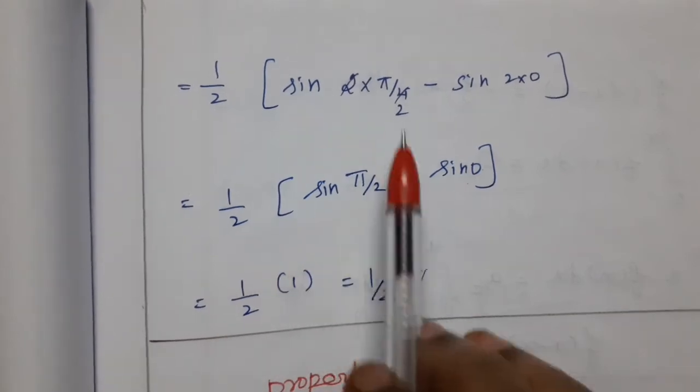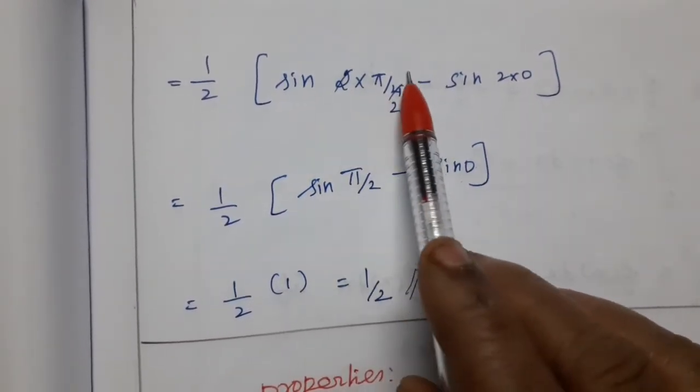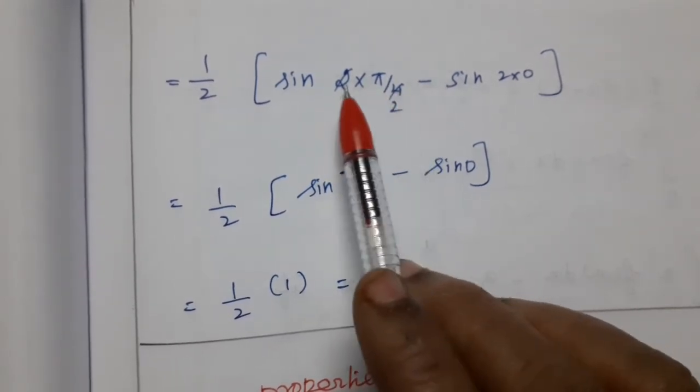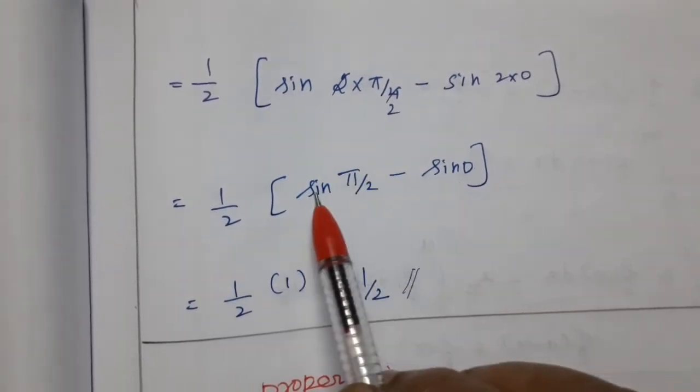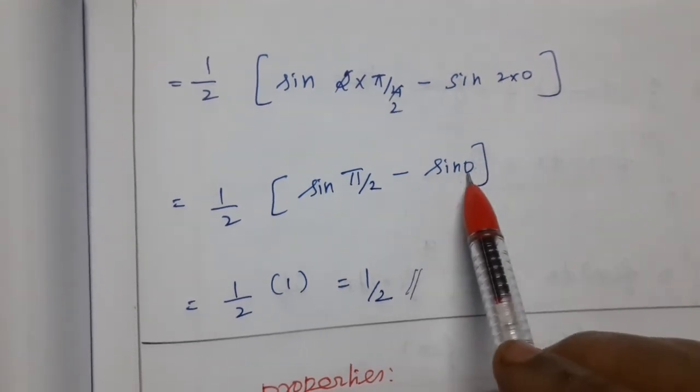Now 1 by 2 into sin of 2 into pi by 4. This 2 and this 4 will cancel, 2 2s are 4. Therefore we get sin pi by 2 minus sin 2 into 0, which is 0.